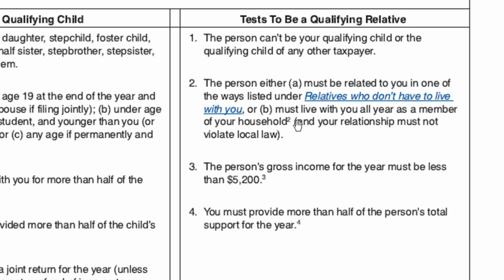But if they lived with you all year as a member of your household, they would count as a qualifying relative, and you would be able to take them as a dependent. It could also be someone else.